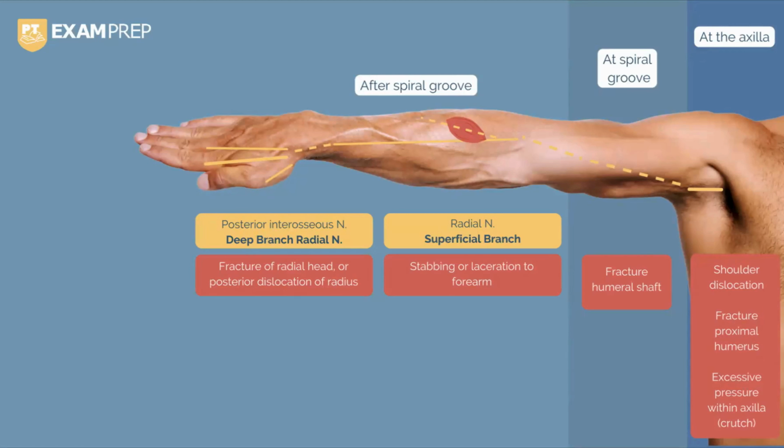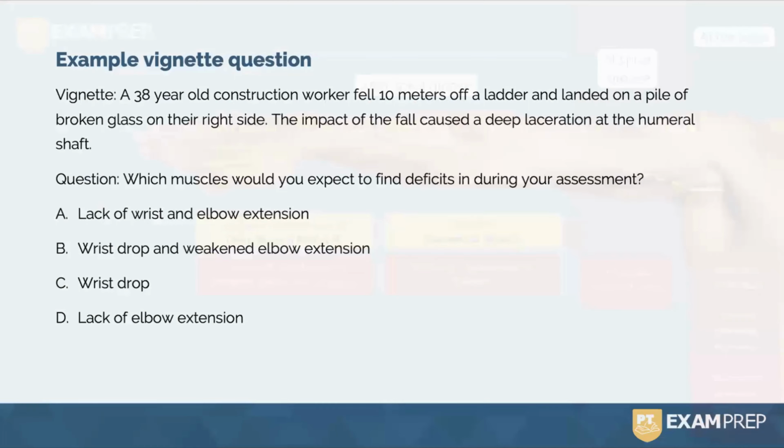All righty. So let's go back to the question. We've prepared you for this question and arguably about 100 others. So we have our 38-year-old construction worker, lost my ability to speak, fell off a ladder, landed on a pile of broken glass. The impact of the fall caused a deep laceration at the humeral shaft. Okay, what does this tell us? At the humeral shaft, what does this mean to us?